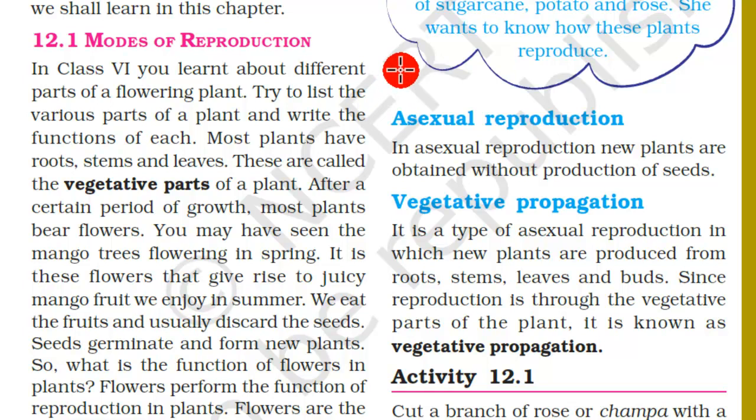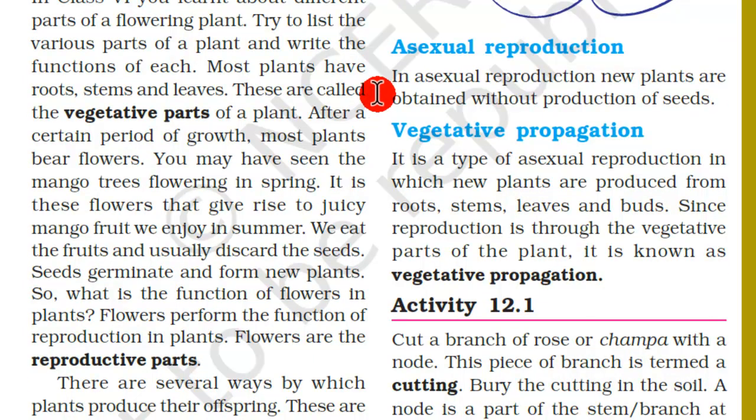After some time, the plants will bear flowers, and then we will see the fruit, and inside the fruit we will see the seeds again. When we eat the fruits and usually discard the seeds, those seeds germinate and form new plants. So flowers perform the function of reproduction in plants. Flowers are the reproductive parts.